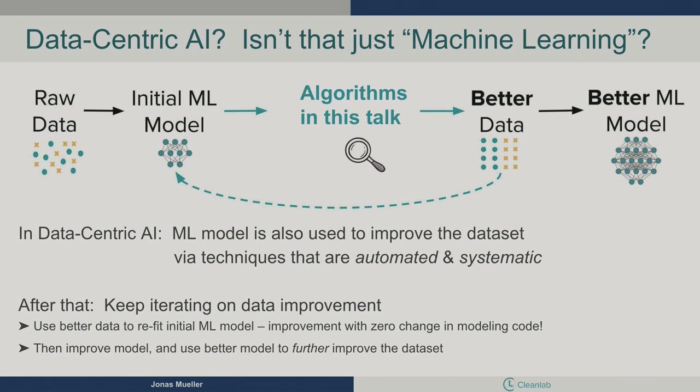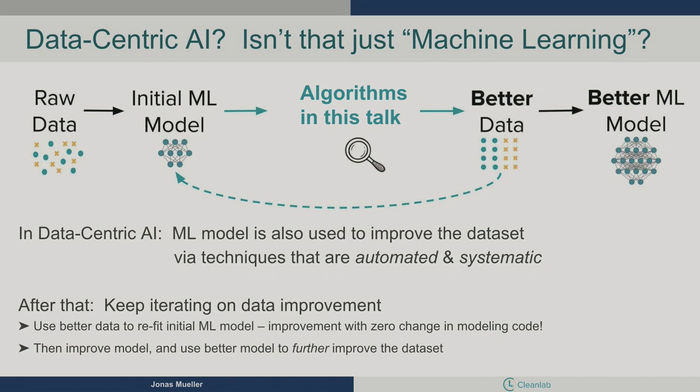But once you have that baseline model, you can try and use that model to essentially help you automatically detect a bunch of issues in your data and even fix some, and then you can produce a better version of your data set that you can use to go back into modeling mode and use all the same tricks you were using before to focus on trying to improve the machine learning model.